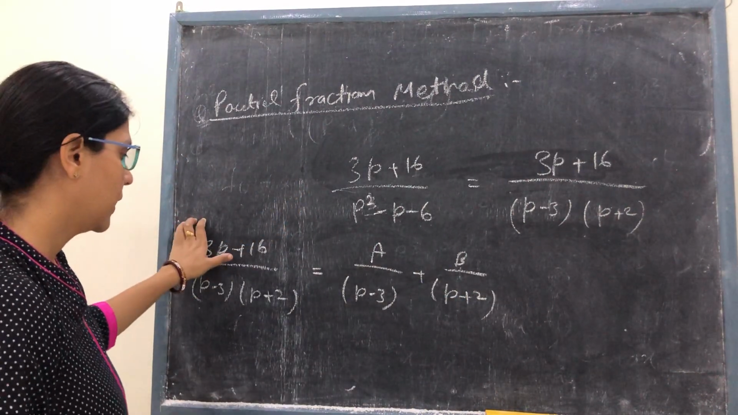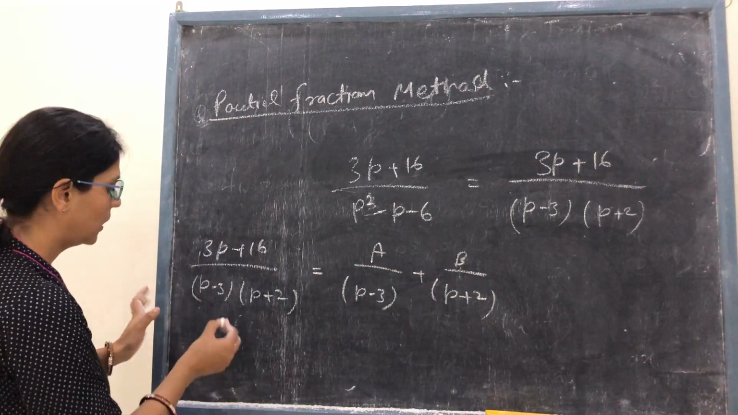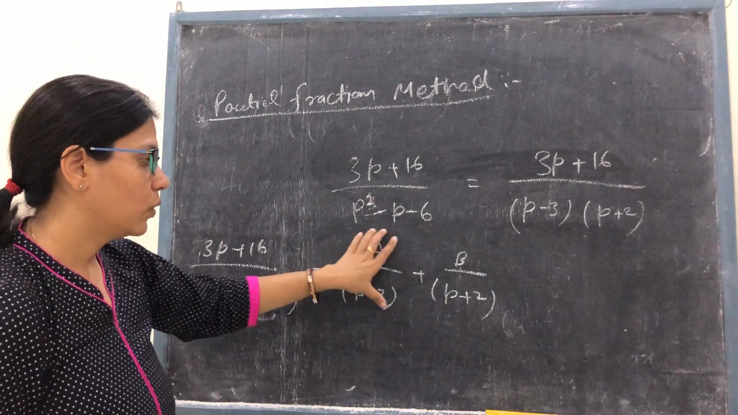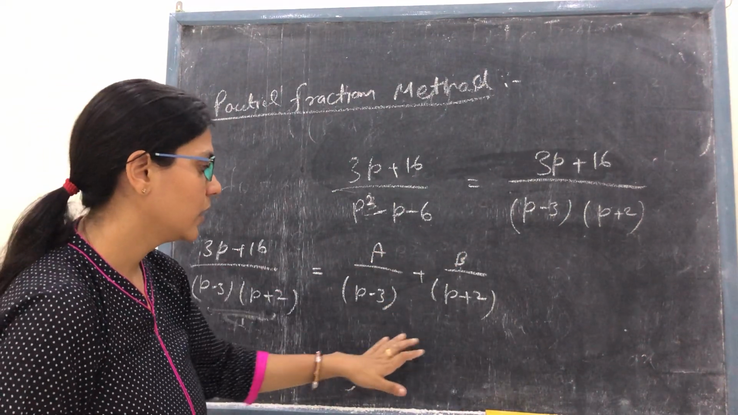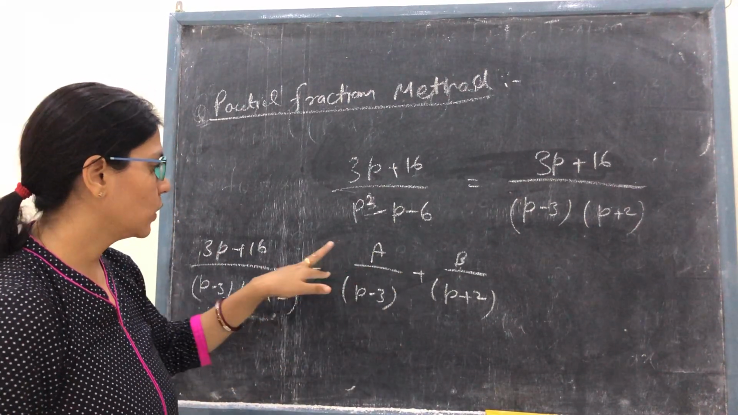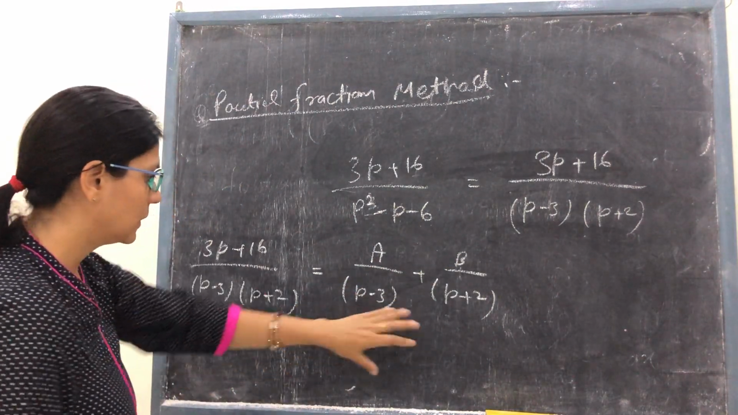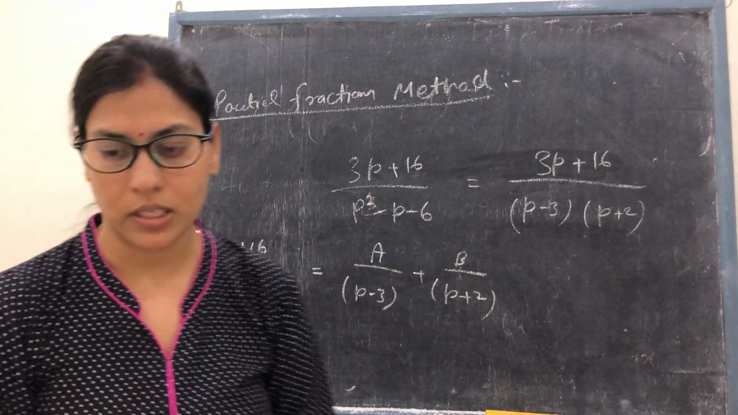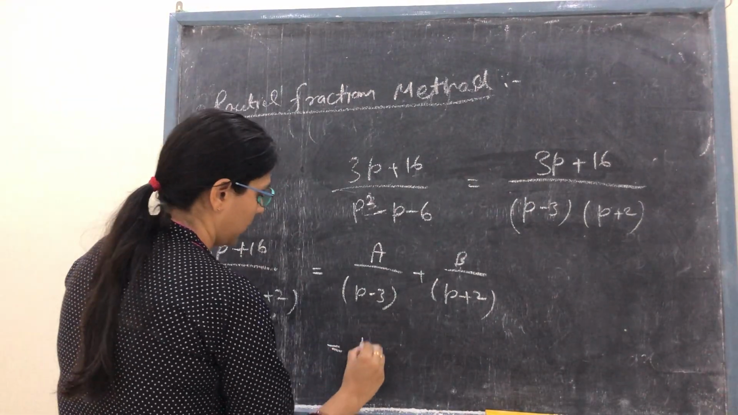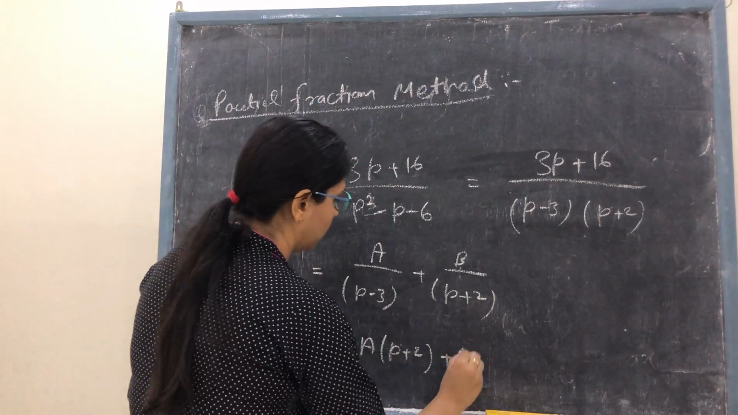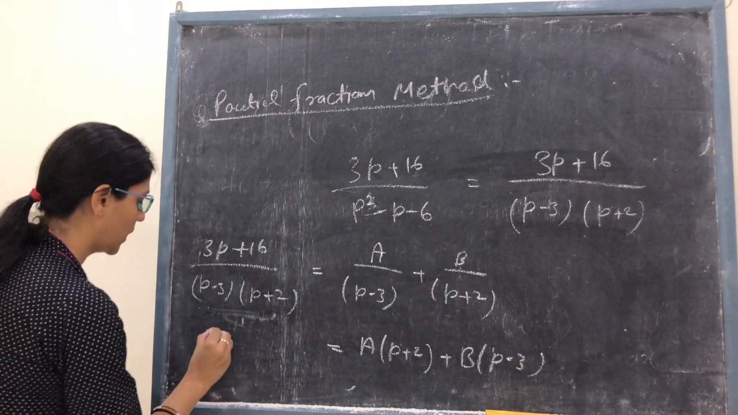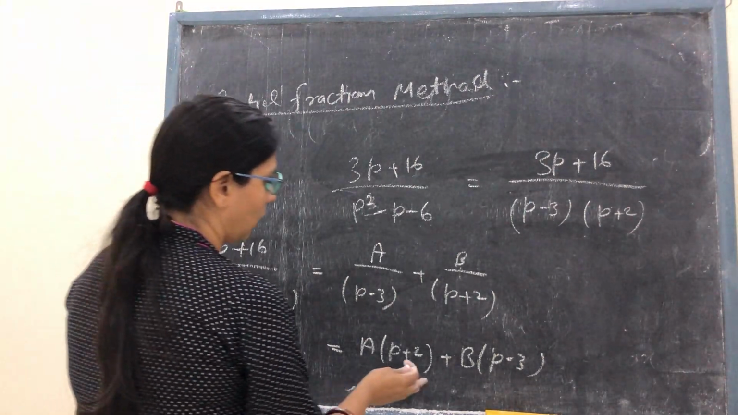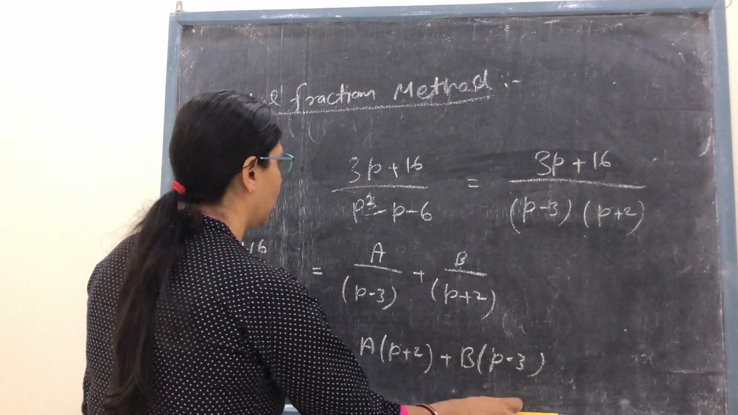हम ऐसा कर सकते हैं कि डिनोमिनेटर को a और b, सिंस यहाँ पे डिनोमिनेटर में दो फैक्टर्स हैं, p माइनस 3 और p प्लस 2, तो ये तब आएगा जब p माइनस 3 और p प्लस 2 दो अलग अलग पार्शियल फ्रैक्शंस हैं और उनका एडिशन करें तो डिनोमिनेटर p माइनस 3 इंटू p प्लस 2 हो जाएगा. तो हमने माना कि a एंड b ऐसे हैं कि इनका एडिशन करने पर 3p प्लस 16 के इक्वल आना चाहिए. So we can write a(p plus 2) plus b(p minus 3) equals 3p plus 16. Now we are putting values of p and finding the values of a and b.